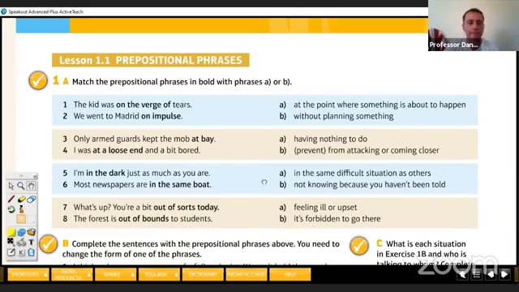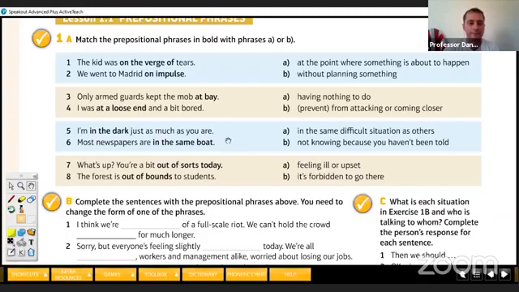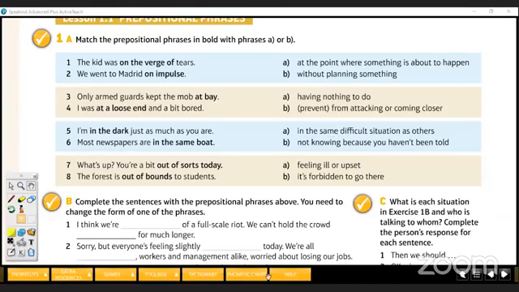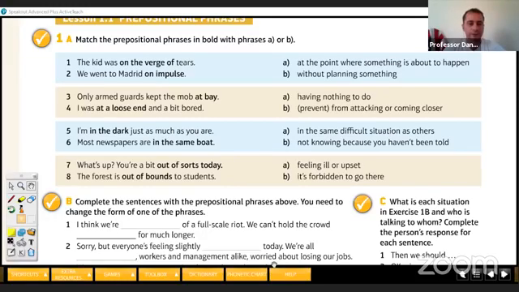Five, I'm in the dark just as much as you are. And in the same situation as others, or not knowing because you haven't been told? In the same difficult situation. In a difficult situation. That's right.